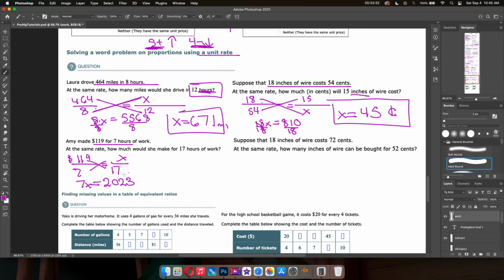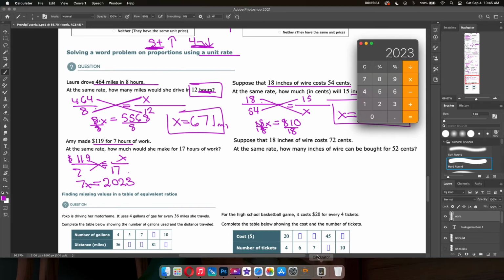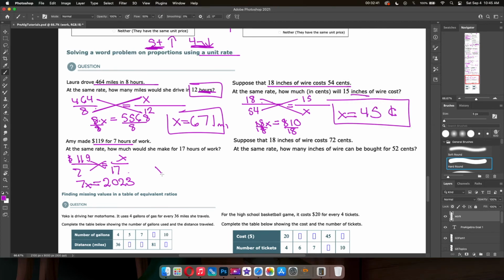So 17 times 119 is going to be 2023. Isn't that like next year or something? Or the year after? That's convenient. And now we're going to divide by 7. And we're going to get 289. X equals $289. Isn't that like 17 squared? That would be cool if it was.